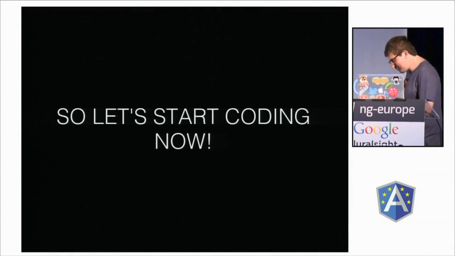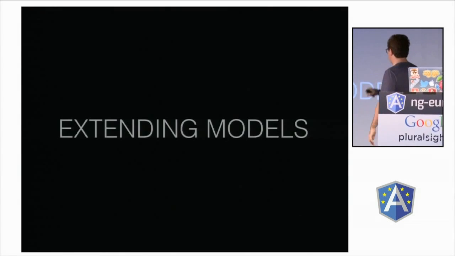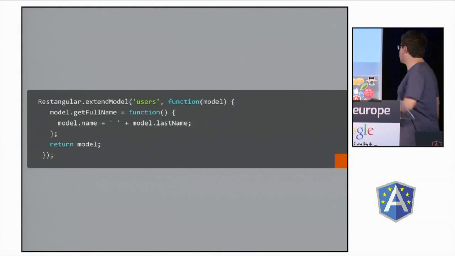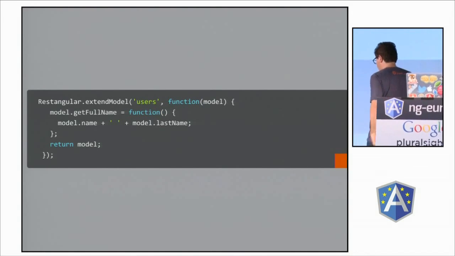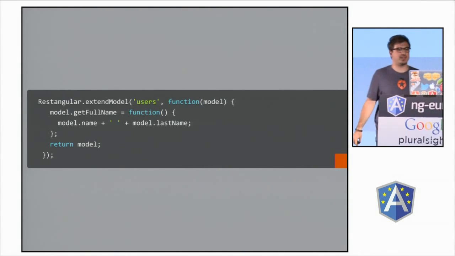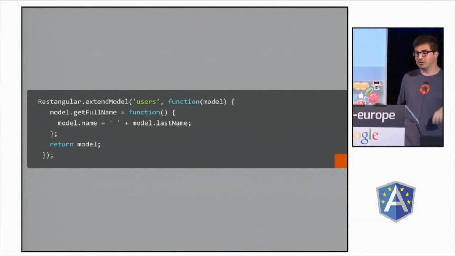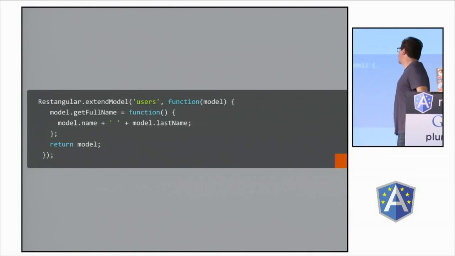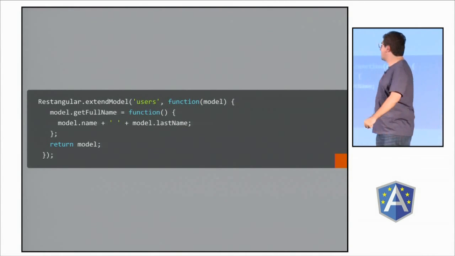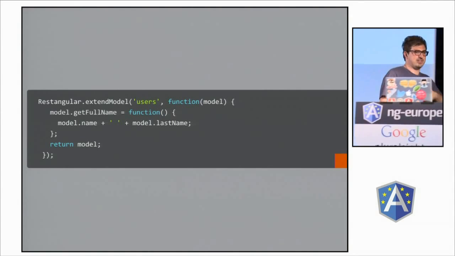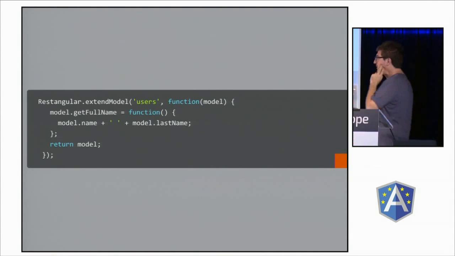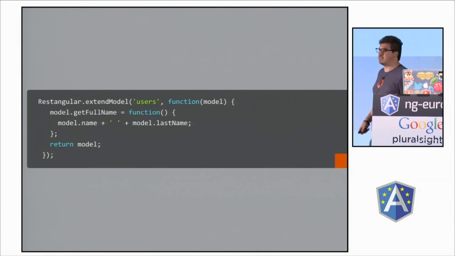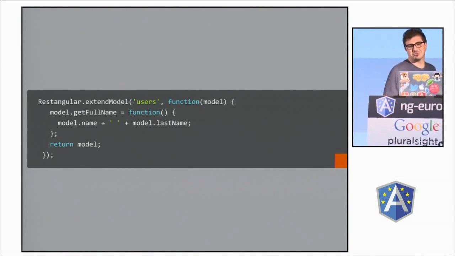So let's start with the code. Let's not talk anymore. So let's start with extending models. This is how extending models looks right now in Restangular 1.x. The idea is that I have this restangular.extendModel. In here, I can set the resource path, users in this case, and then I receive this model as a callback, and I'm adding here the getFullName function. As you can see, I'm just adding this function as monkey patching to the objects, and then when getting the name and the last name, I'm calling this model as well, because I'm not binding this to anything. And this is really not cool.